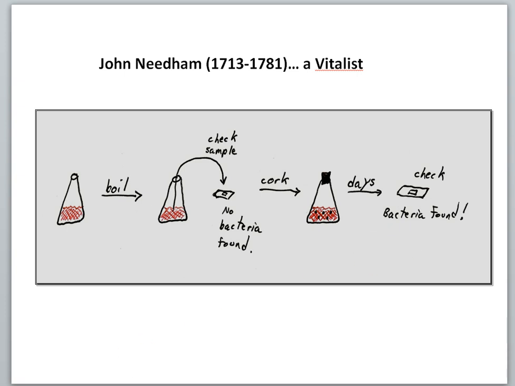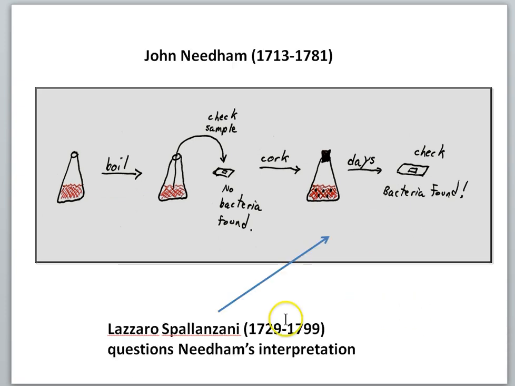Spontaneous generation. Now, at this point, we're going to introduce a rival to Needham, and his name is Lazarus Spallanzani, also living in the same time period. Spallanzani is going to question Needham's interpretation. He's going to be critical. Spallanzani is not a believer in vitalism. He's not a vitalist. He doesn't think that nature has this vital power or force to spontaneously generate living things.